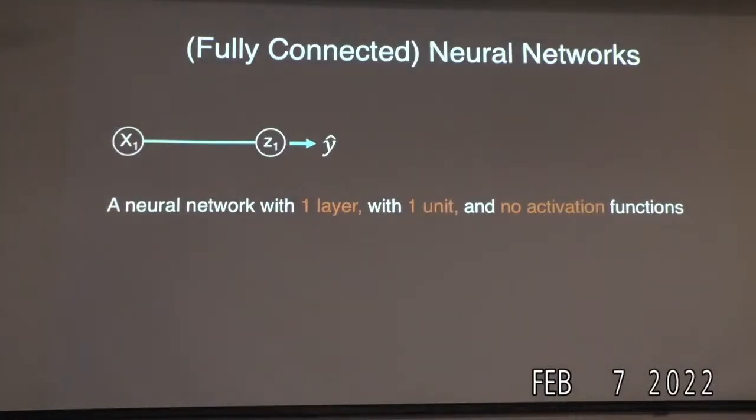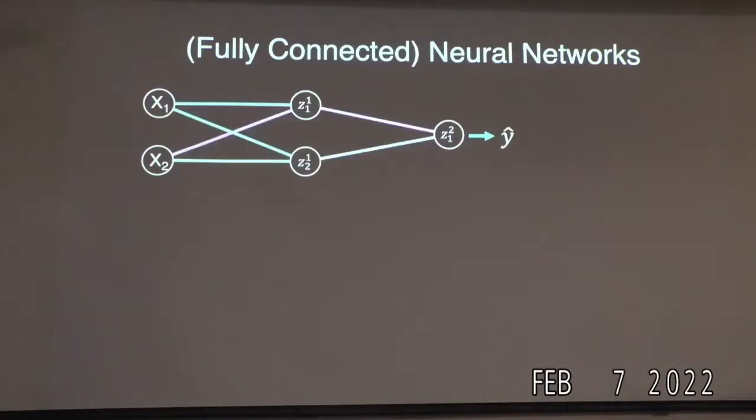This is a neural network with one layer, one unit, and no activation function. Some people call these neurons instead of units. I don't think the biological analogy is that helpful, so I usually just say units. But we can represent this mathematically, and it's very simple. It's the weight of the first unit of the first layer times the input, x1, plus the bias. So this should look very familiar.